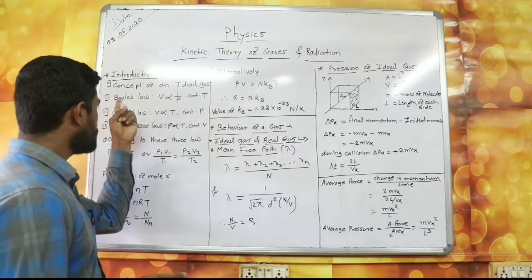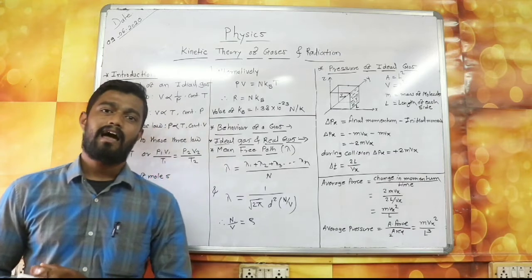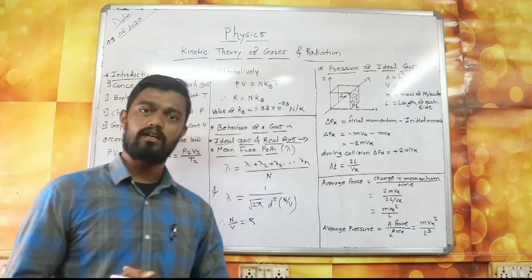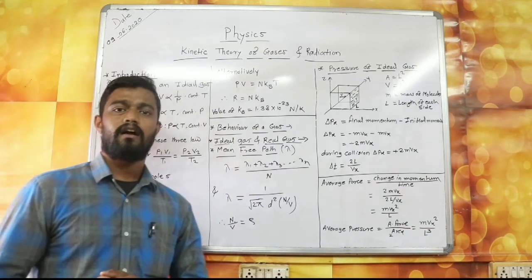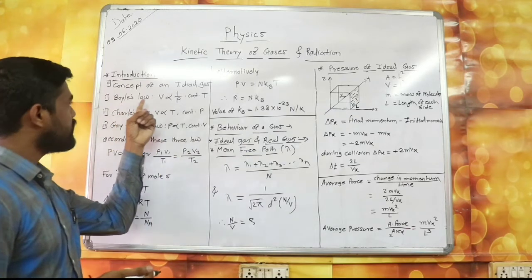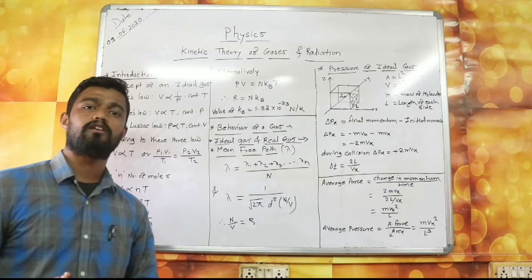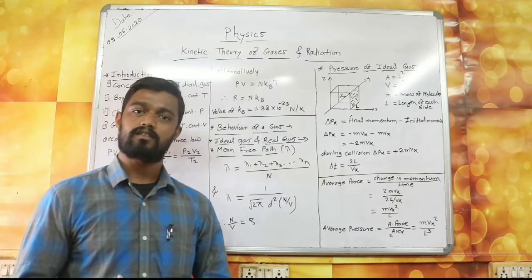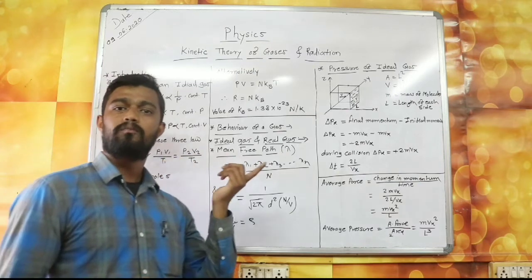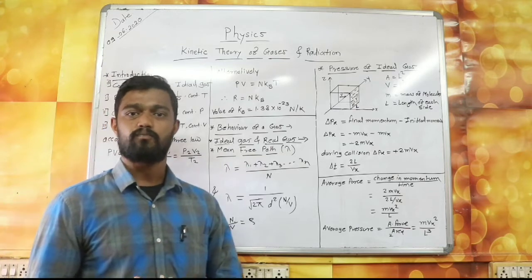The first point is the concept of an ideal gas. An ideal gas depends on three different laws. First is Boyle's law, second is Charles' law, and third is Gay-Lussac's law. Boyle's law says that the volume is inversely proportional to pressure at constant temperature. When the temperature is constant, volume is inversely proportional to pressure. This first law is called Boyle's law.